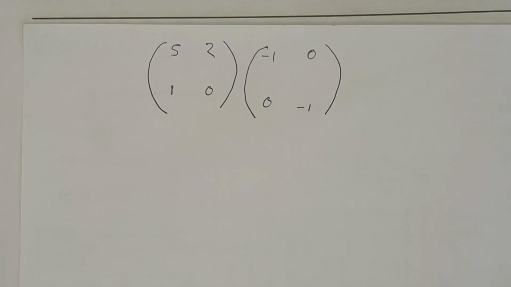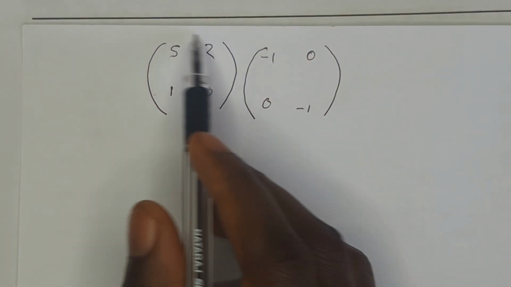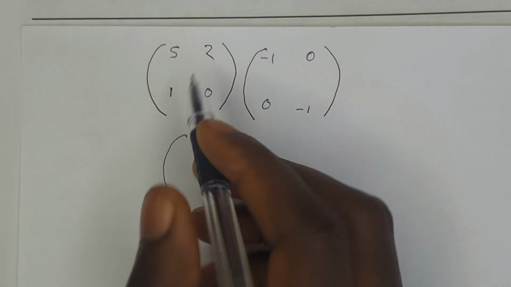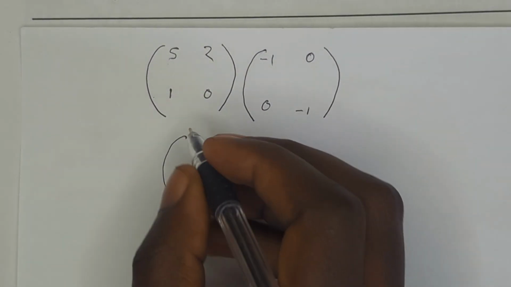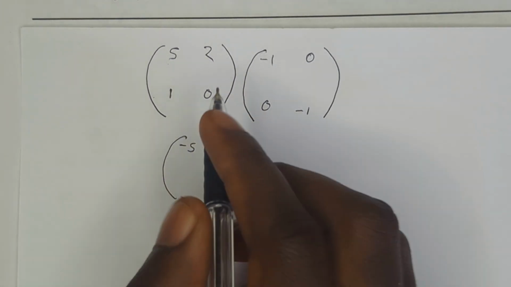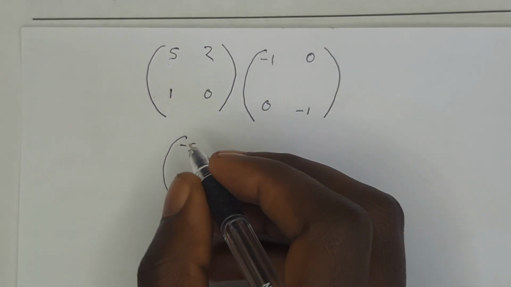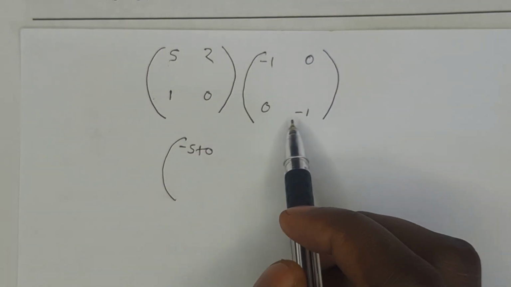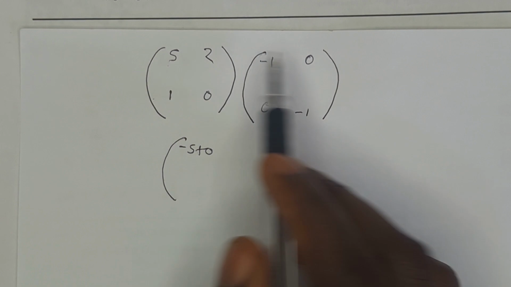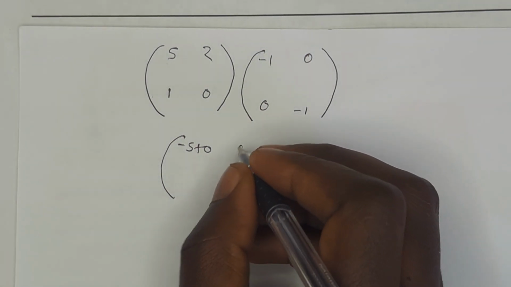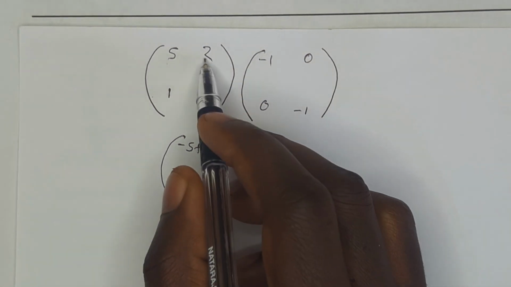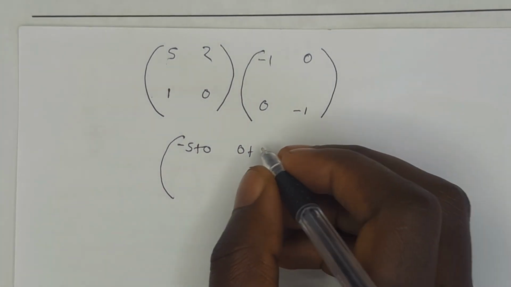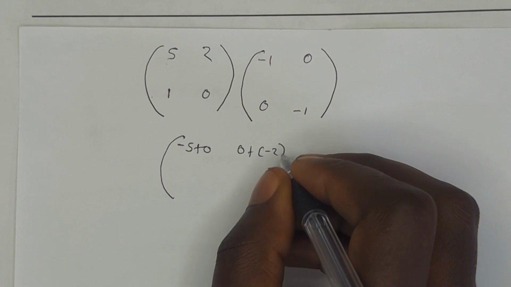Now when multiplying the matrices, we multiply row by column. So this is going to be 5 multiplied by negative 1, this is negative 5. 2 multiplied by 0, it will give us a 0, plus 0. When we move to the next column, we leave a space here. So 5 multiplied by 0, this is a 0, plus 2 multiplied by negative 2, this is negative 2.